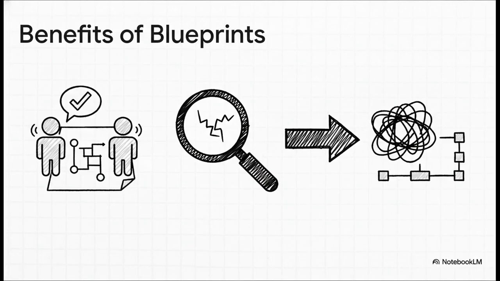Second, you find problems way earlier. It's so much cheaper to fix a bad idea on a whiteboard than it is to rewrite hundreds of lines of code. And finally, it just makes complex systems understandable. Instead of being handed a tangled mess of code, you get a map. It turns something intimidating into something you can actually navigate.